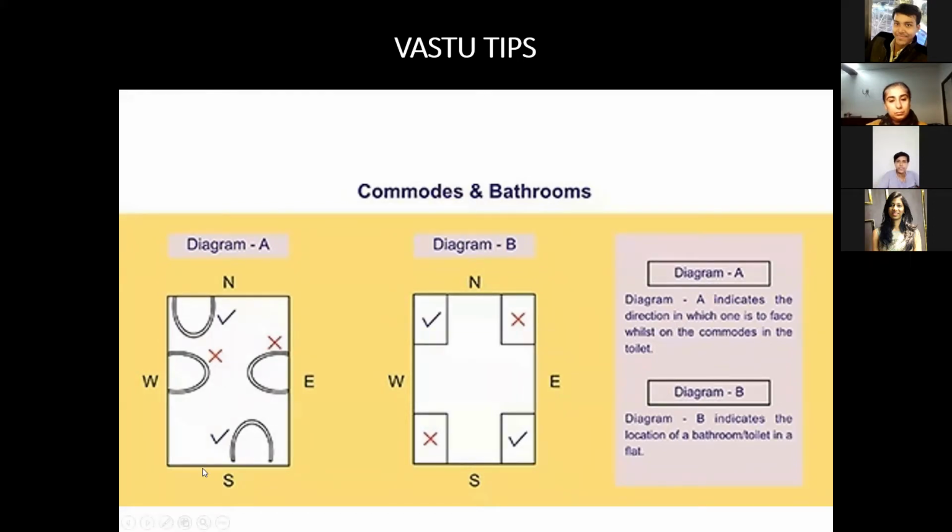And in diagram B indicates the location of bathroom or toilet in a flat. So according to Vastu, the right position of your bathroom in your house is northwest or the southeast.